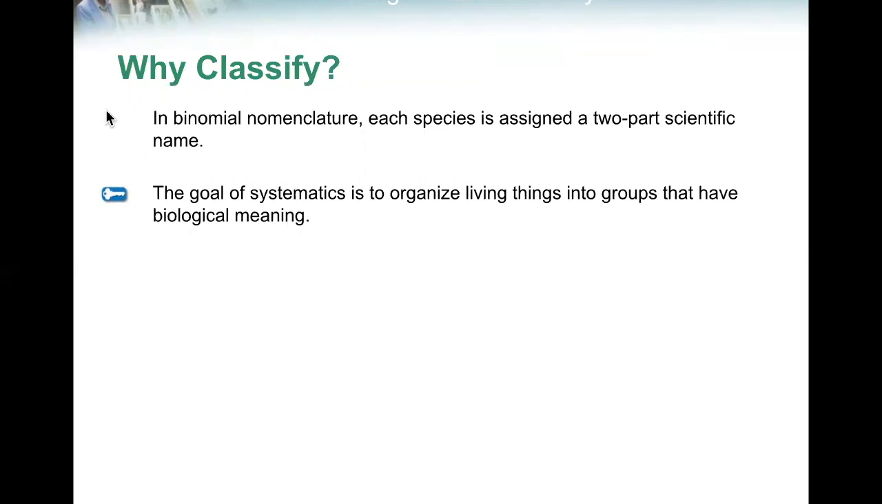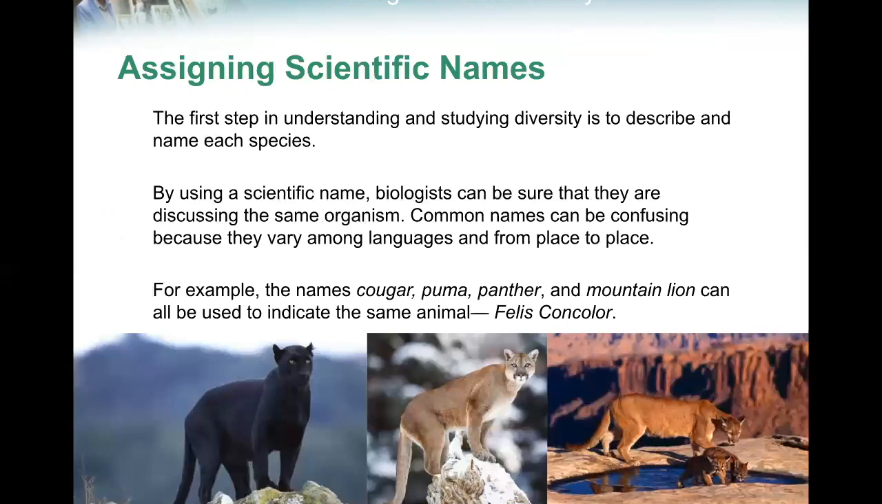In binomial nomenclature, each species is assigned a two-part scientific name. The goal of systematics is to organize living things into groups that have biological meaning. The first step in understanding and studying diversity is to describe and name each species. By using a scientific name, biologists can be sure that they are discussing the same organism. Common names can be confusing because they vary among languages and from place to place. For example, the names cougar, puma, panther, and mountain lion can all be used to indicate the same animal, Felis concolor.